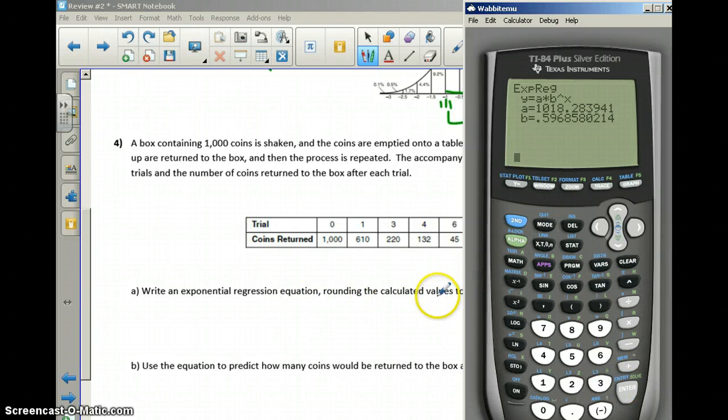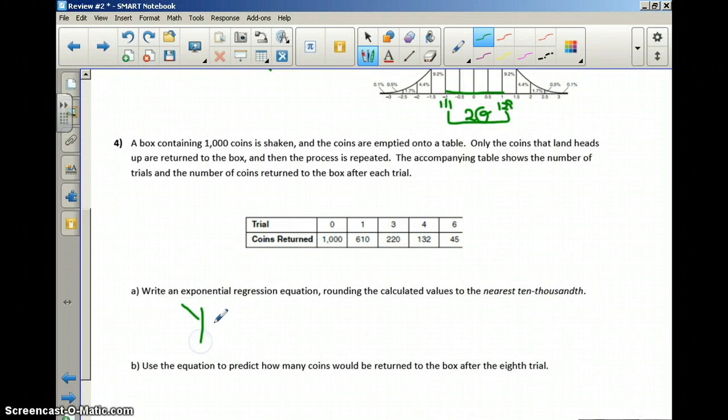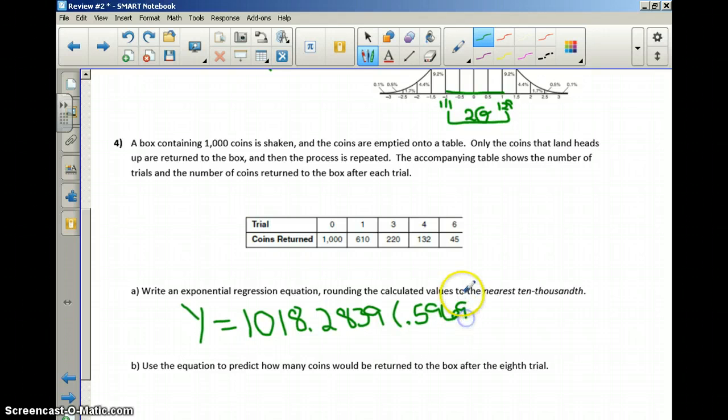Now it told me to round to the nearest 10,000th, which is 4 decimal places, so I better look at the 4 behind the 9. And when I write my equation, it will look like 1018.2839. Okay, that's to the nearest 10,000th. I am multiplying this by 0.5969, and my variable is up here. So that's the first part.